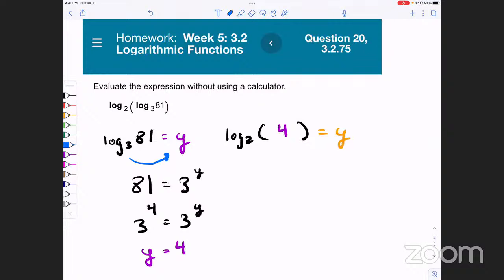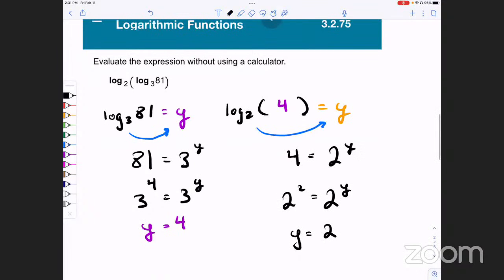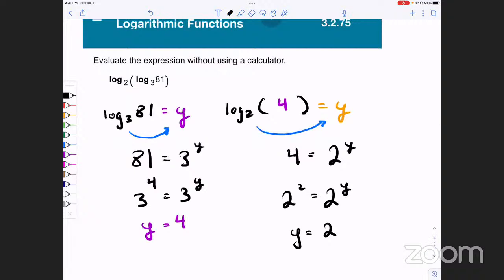And we're going to rewrite the log as an exponential, just like we did the first part. So we're going to swing this, the base of the log is going to become the base of our exponent. So then when we do this, we get 4 equals 2 to the power of y. So then 2 squared equals 2 to the power of y, and then y equals 2. Long story short, the final result here is 2.